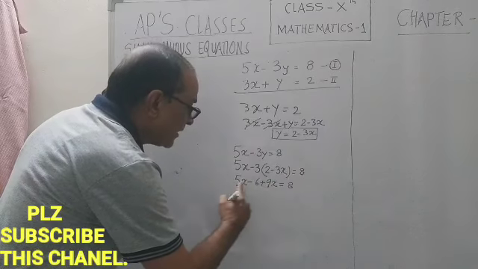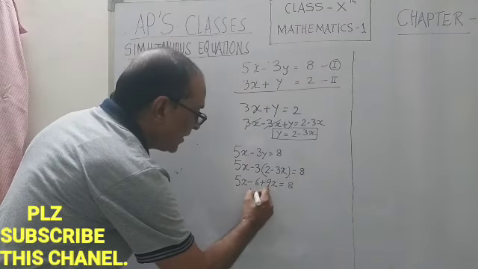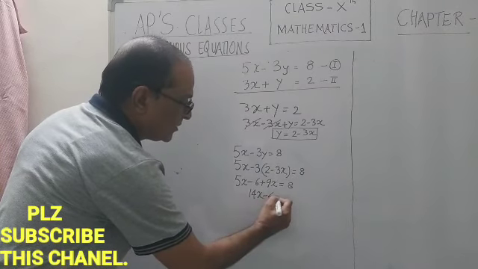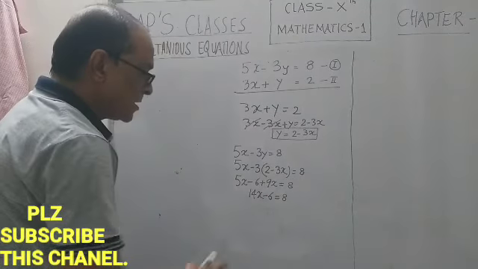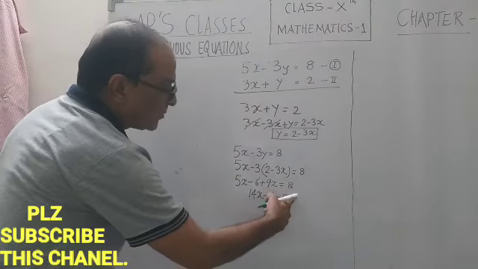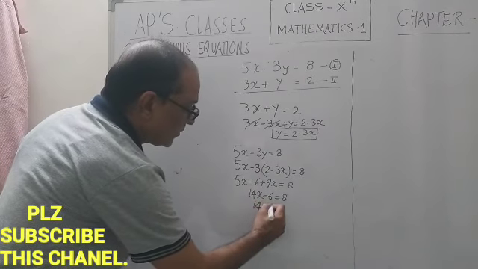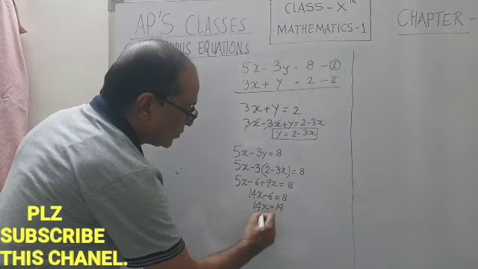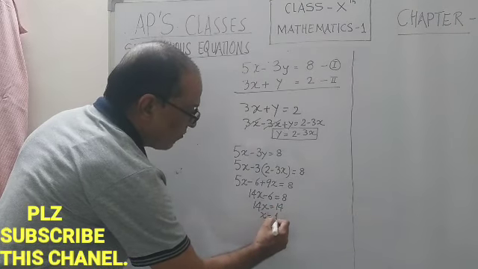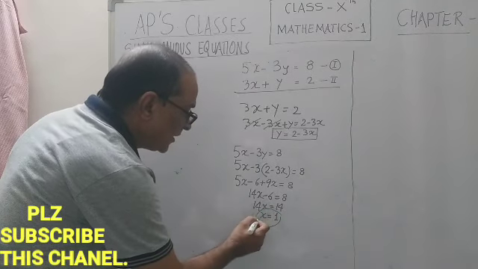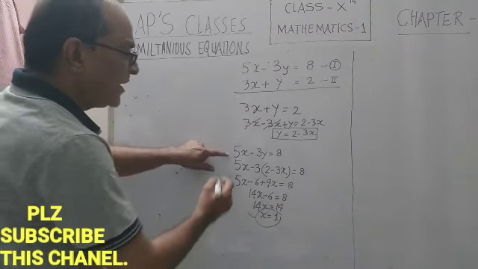If you add 9 plus 5, that is 14x. This minus 6 is equal to 8. This 6 can be transferred to the other end. So 14x will be 14. So x will be 1.